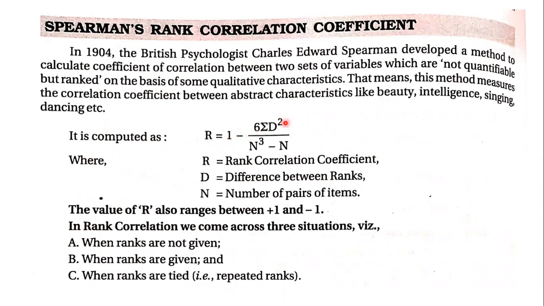6 sigma d square divided by n cube minus n. So the important value to be calculated from the problems is d square, and if you add the d square values, it is called sigma d square, and then you multiply it by 6 and divide it by n cube minus n.